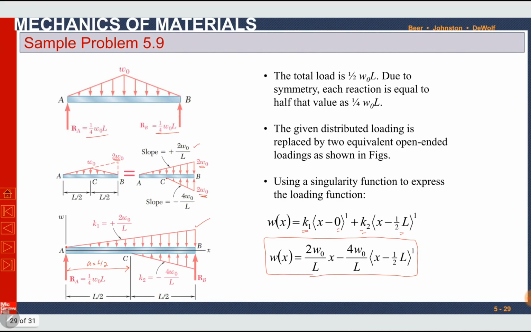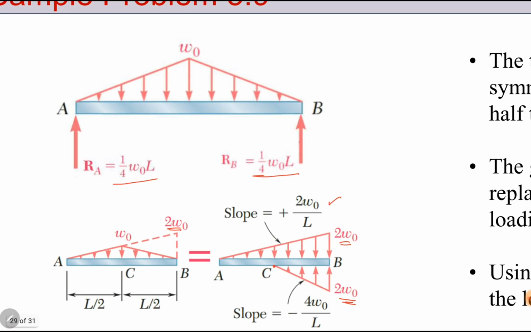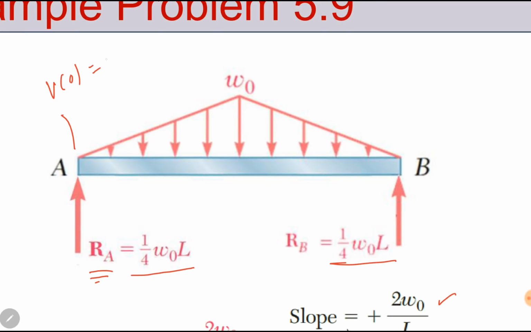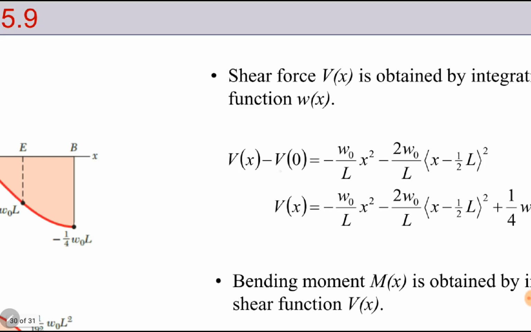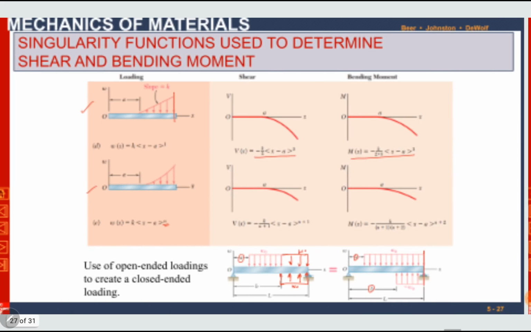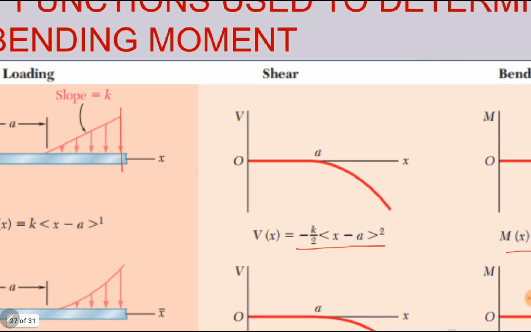So here at the left end, V naught is equal to the concentrated force at this end. It is 1 over 4 W naught L. But there is no moment at the left end, so M naught is equal to 0. We will need these values in the next slide. We will write Vx minus V naught is equal to, now we will go to the table. Shear force for the distributed load is minus K by 2 x minus A power 2.